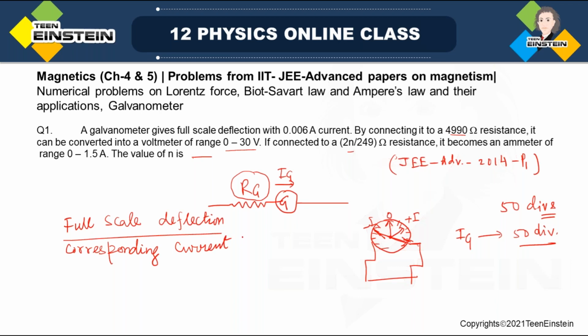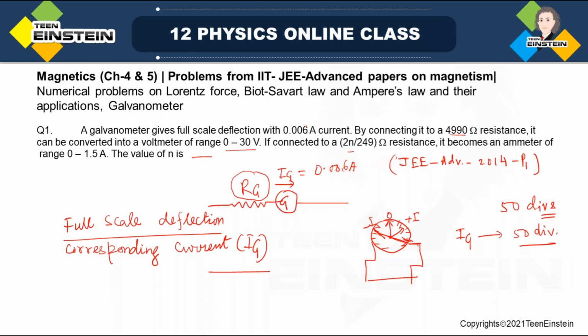That corresponding current is actually the galvanometer current. Okay, so that is IG. Here, look, a galvanometer gives full scale deflection with 0.006 ampere current. That means the galvanometer current is this much, 0.006 ampere. This is the galvanometer current.